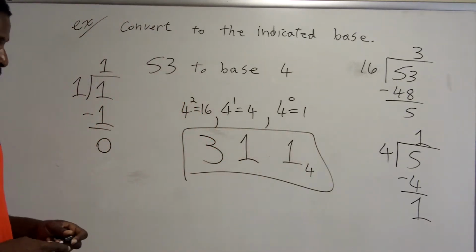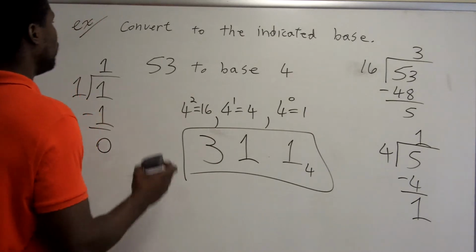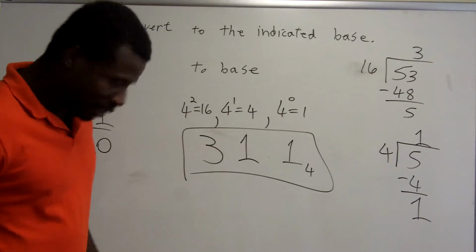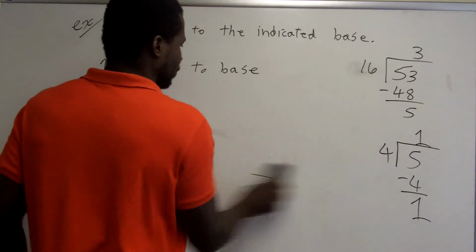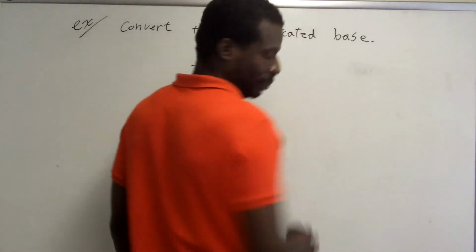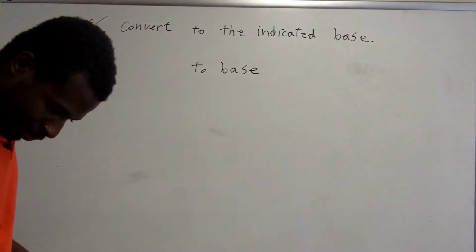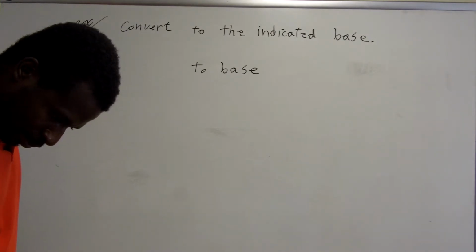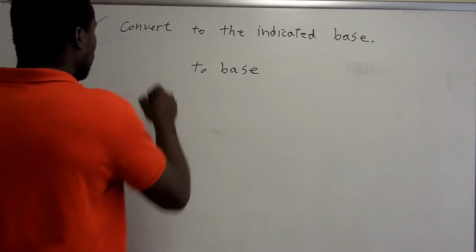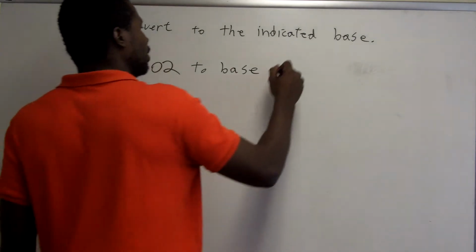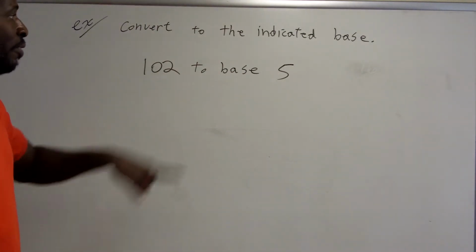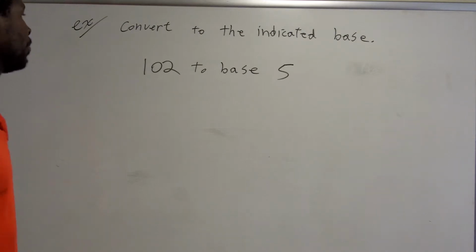All right, I'm going to do one last example here. So let's get rid of the 53. We won't convert it to base 4. Let's do 102 to base 5. Let's convert the number 102, which is in base 10, to a base 5 numeral.